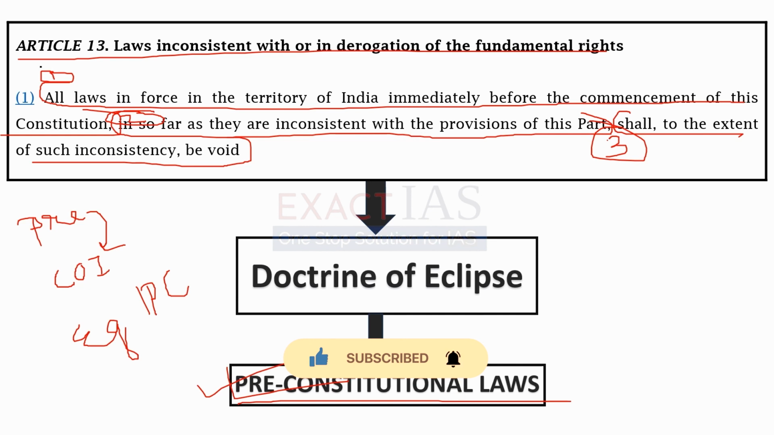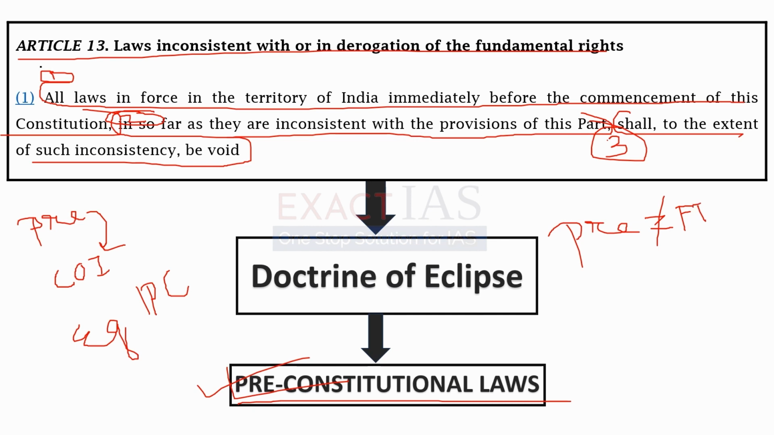So all these pre-constitutional laws, insofar as they are inconsistent with the provisions of this part indicates part 3 of the Constitution, yani the fundamental rights. So if such pre-constitutional laws do violate the provisions of fundamental rights, अगर कोई भी ऐसा law कोई भी fundamental right को violate करता है, तो they shall, to the extent of such inconsistency, be void.